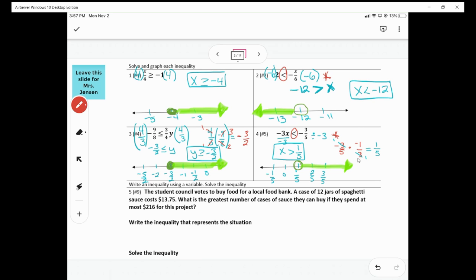The student council votes to buy food for a local food bank. A case of 12 jars of spaghetti sauce costs $13.75. What's the greatest number of cases of sauce they can buy if they spend at most $216 for the project? So we want to take the cost per case, multiply that times the number of cases. We want that to be at most our total goal.